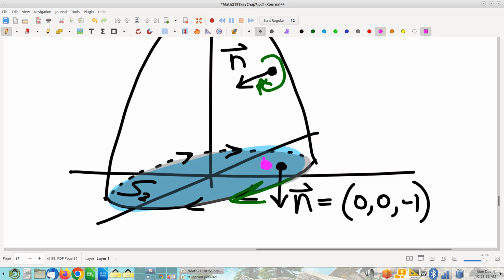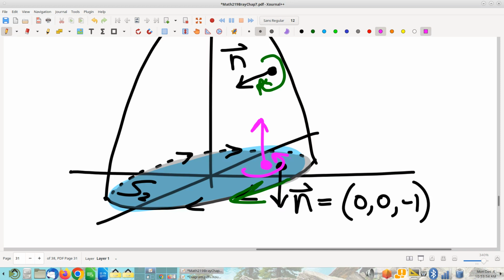If I orient upward, thumb, fingers, swirl, etc., the swirl goes like that. It's just wrong. So trial and error, my first attempt failed. If I would like to orient S2 upwards, it gives me the wrong boundary orientation.